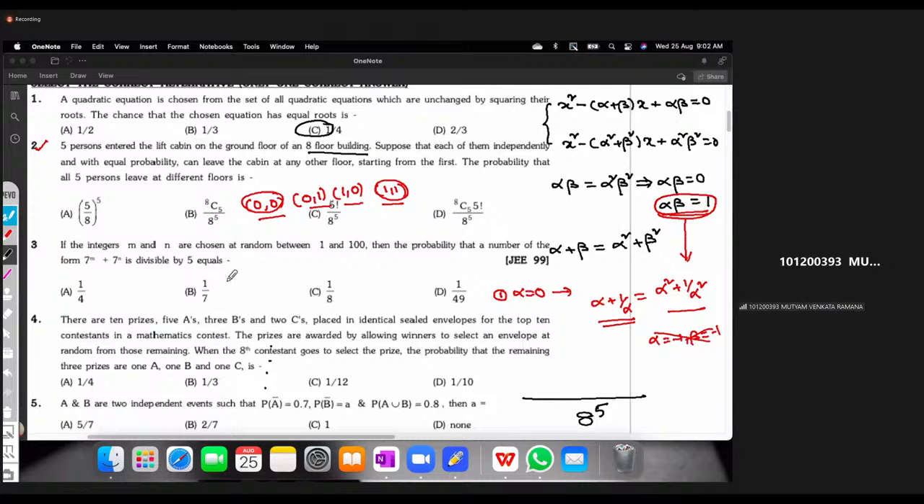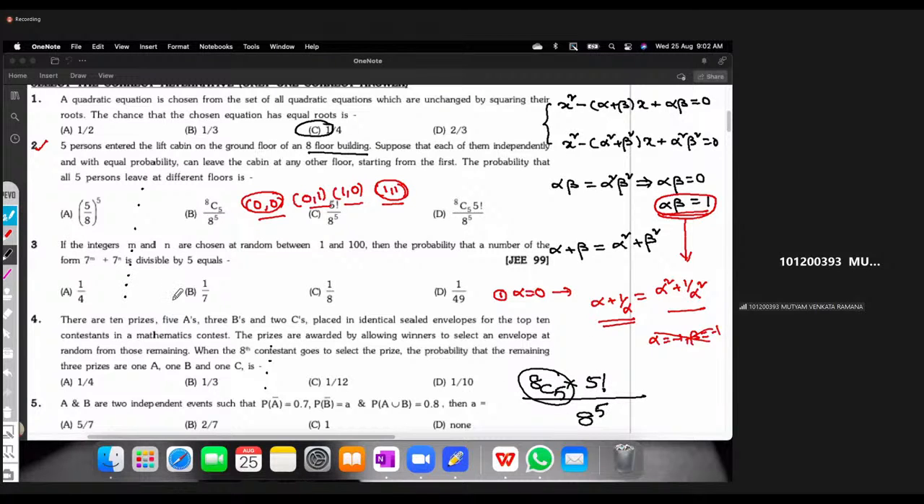Now you need to choose 5 floors out of 8, and these people can come out on those floors in 5 factorial ways. Means first floor, second, third, fourth, fifth, sixth, seventh, eighth. So you need to select 5 floors, so that can be done in 8C5 ways. And who is going to leave where, we are not sure, so that can be arranged in 5 factorial.